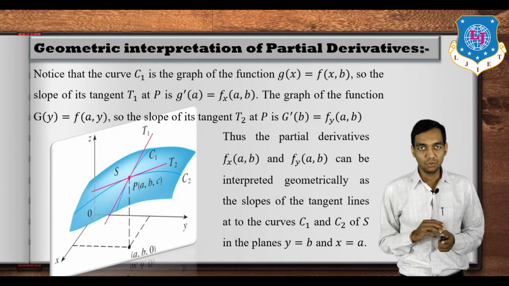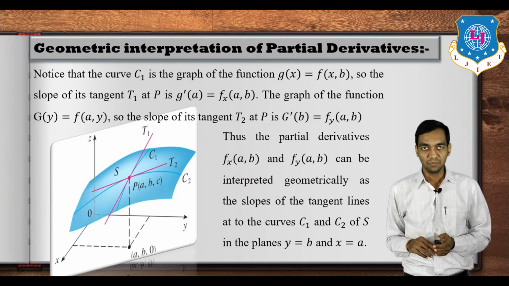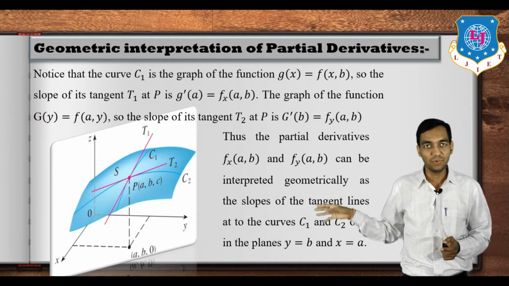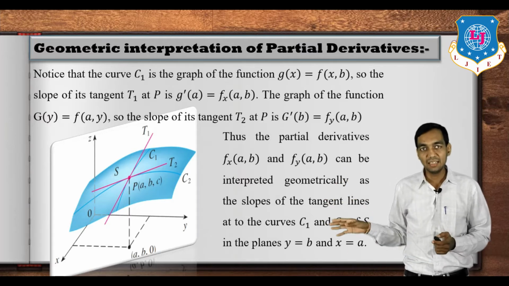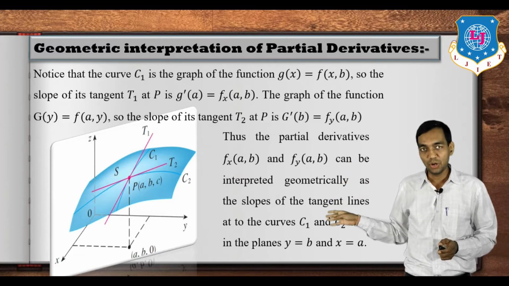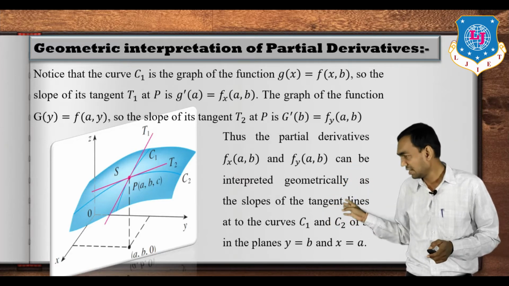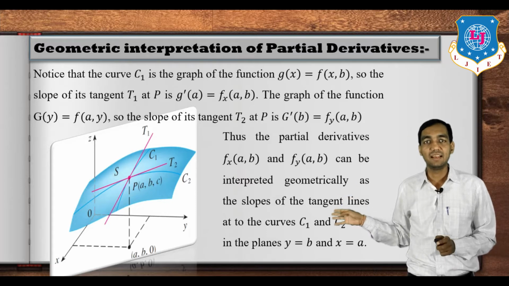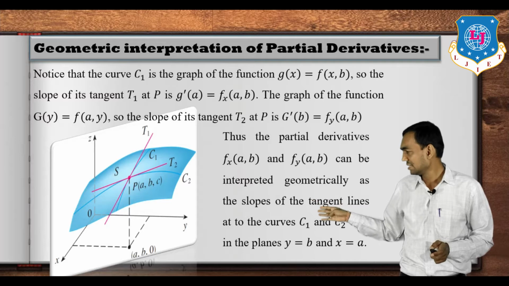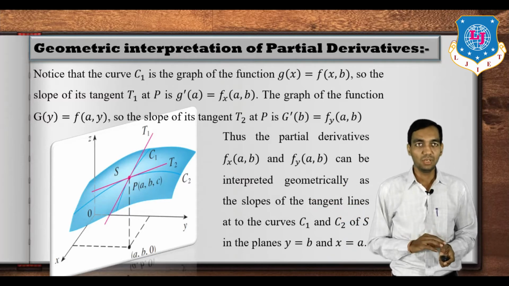Okay, this is the geometric concept. That means fx of a comma b and fy of a comma b are basically interpreted as the slope of a tangent at a point of the curves C1 and C2, which lie on the surface S and in the constant planes y is equal to b and x is equal to a.